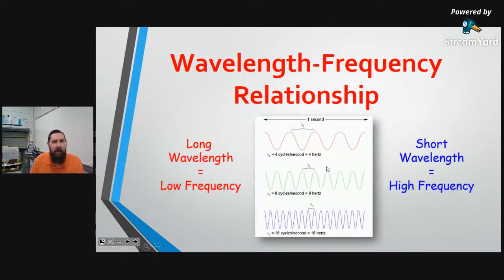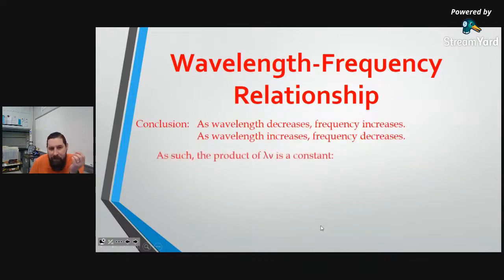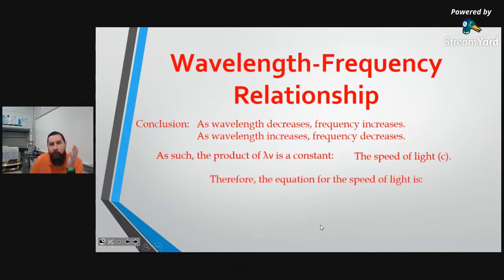And again, we can see that. Here I go from 4 cycles per second, half the wavelength, and now I get double, or 8 wavelengths per second, or 8 cycles per second. So again, green to blue, I half the wavelength, I again double that frequency. So what this means is that the product of wavelength times frequency, lambda times nu, is a constant. And that constant, that's the speed of light, always. So what we end up getting is that the equation for the speed of light is lambda nu equals c.